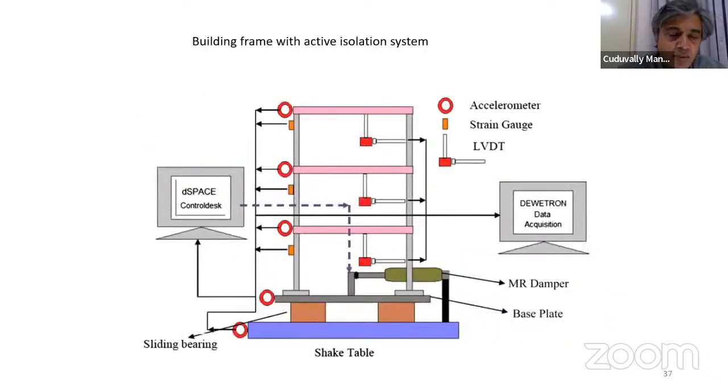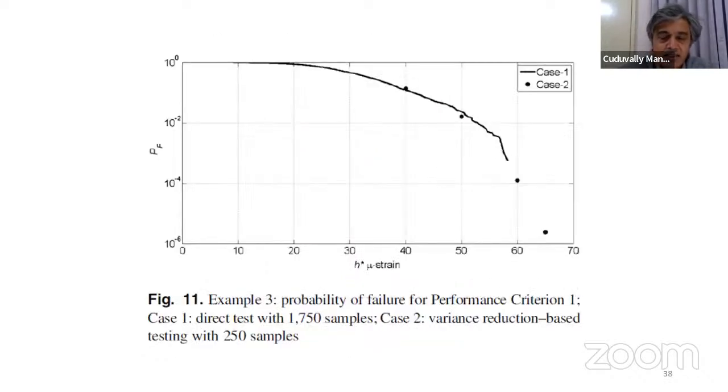Mathematically, you can show that there won't be any such conflict, but to make sure that our understanding is right, we tested one 3-story multi-story frame with a MR damper, which is an active element. And again, I'll not get into the details. We showed that we could get good estimates for probability of failure as low as 10 to the power of -6 with about 250 samples.